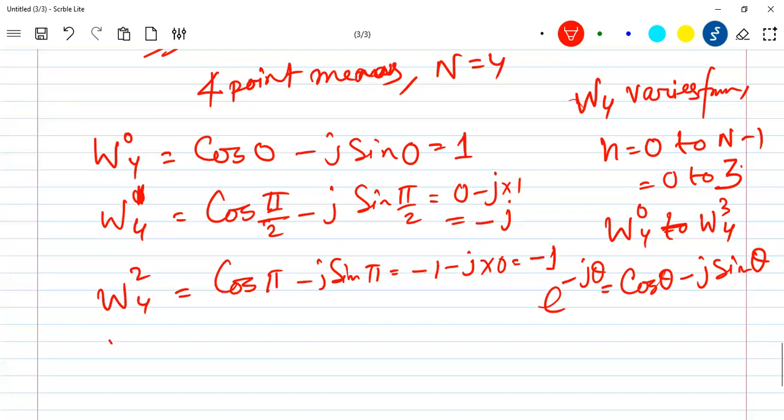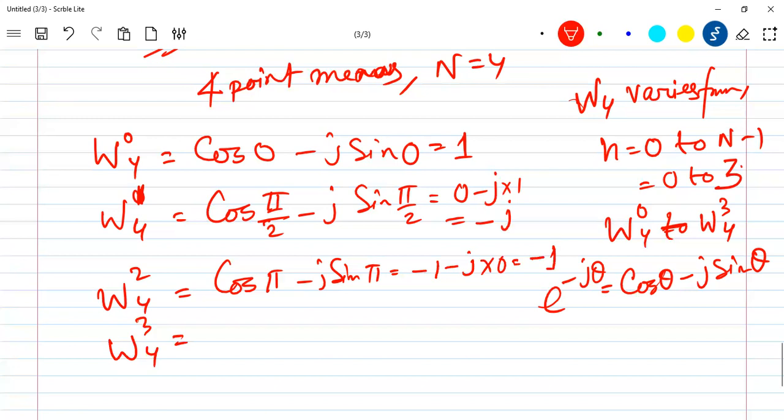So another point is W34. Now you understand why I have written n equals 1, 2, 3 up to n minus 1, and k equals 0, 1, 2, 3, up to n minus 1. Now you have clear, no?